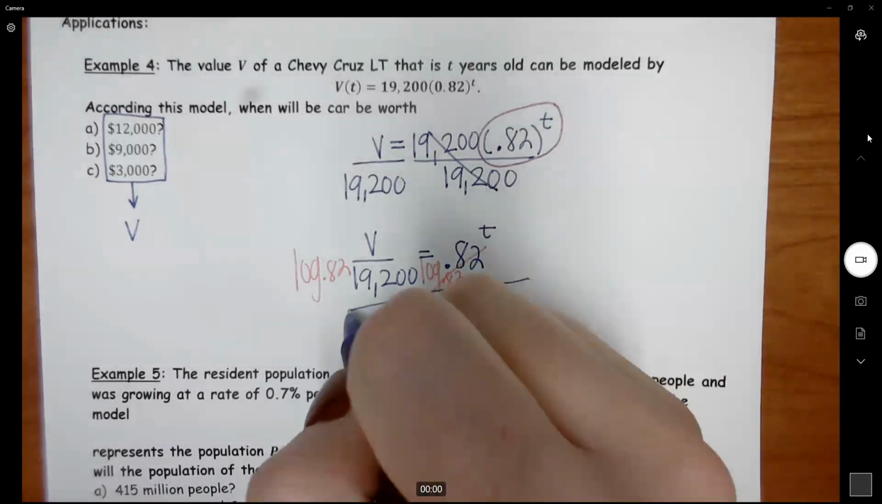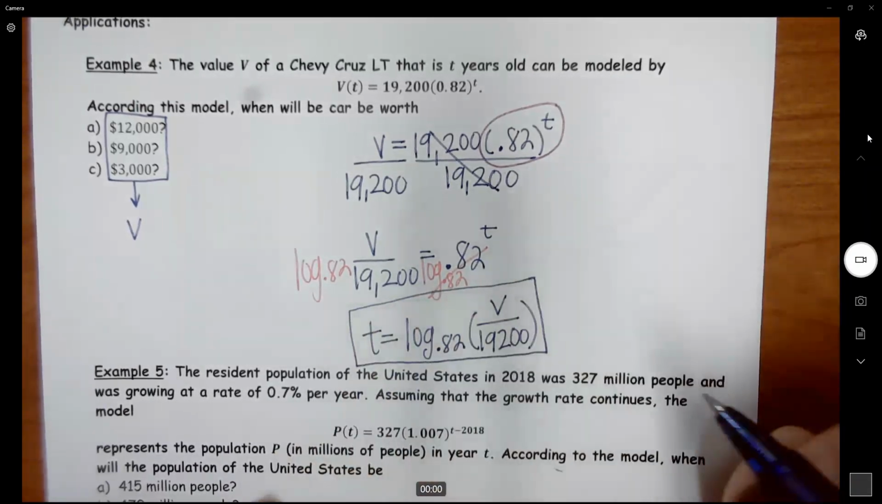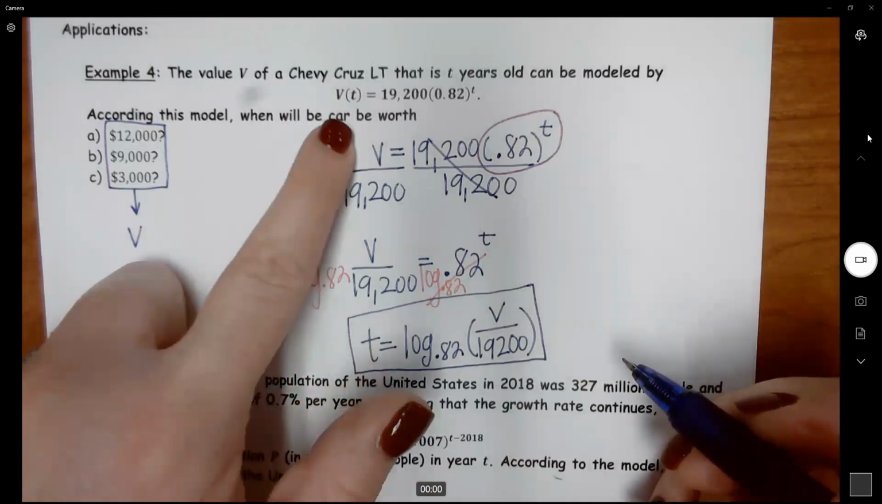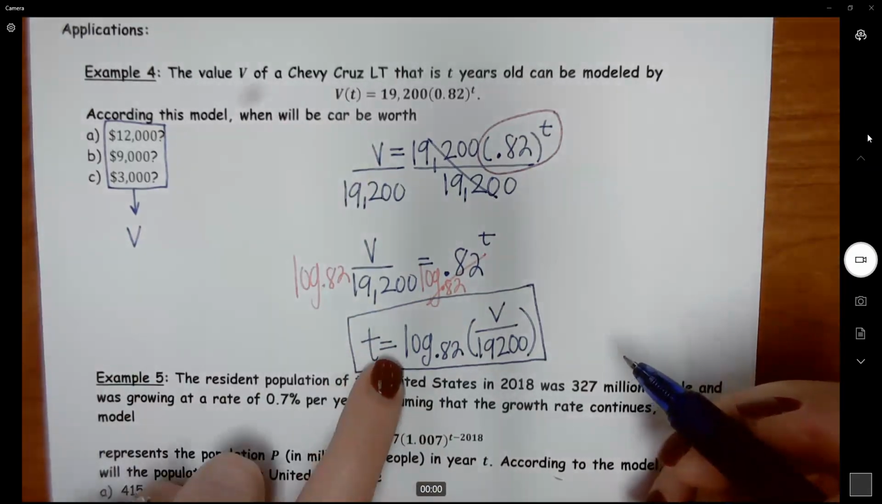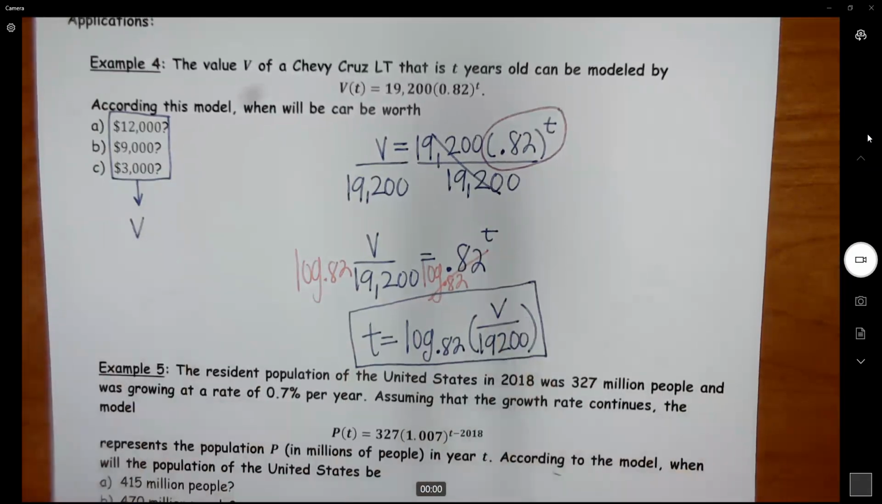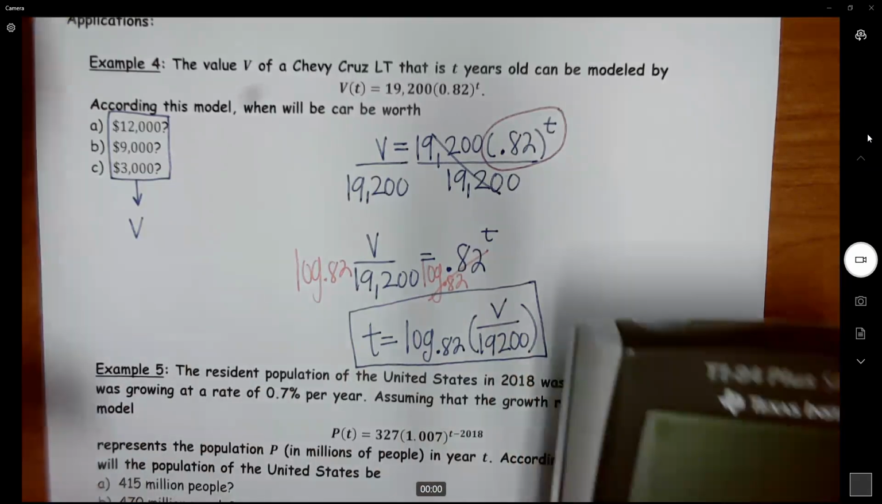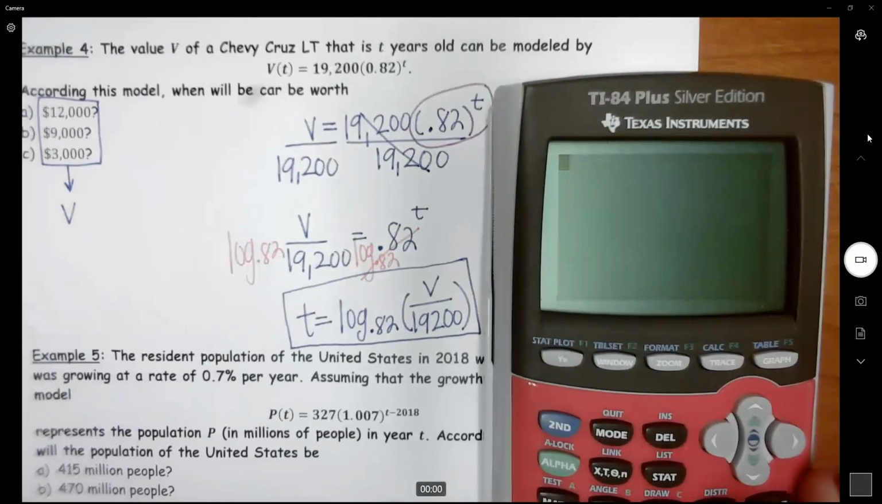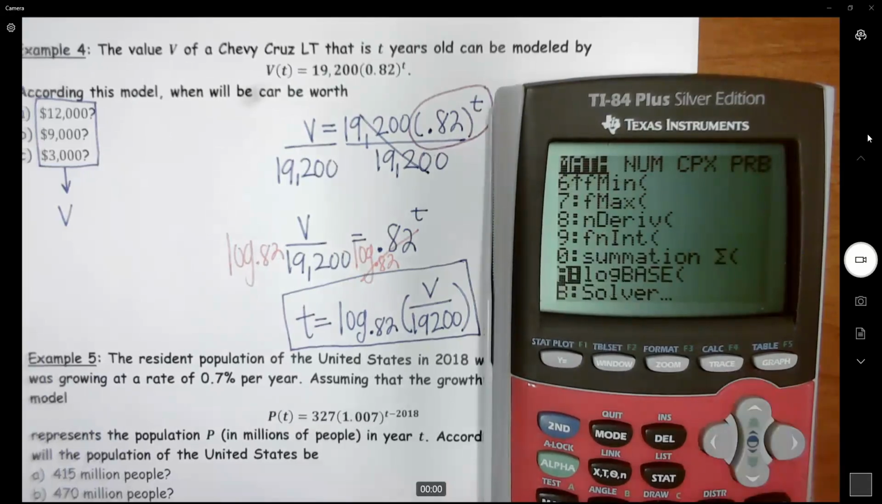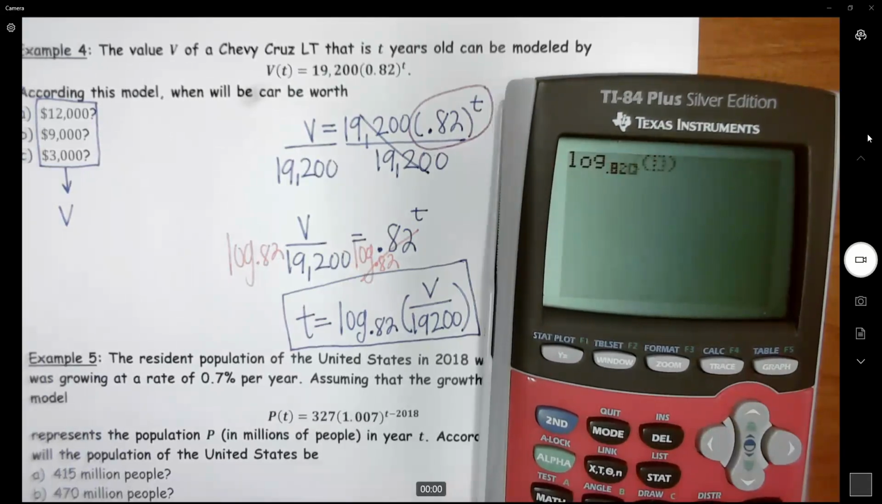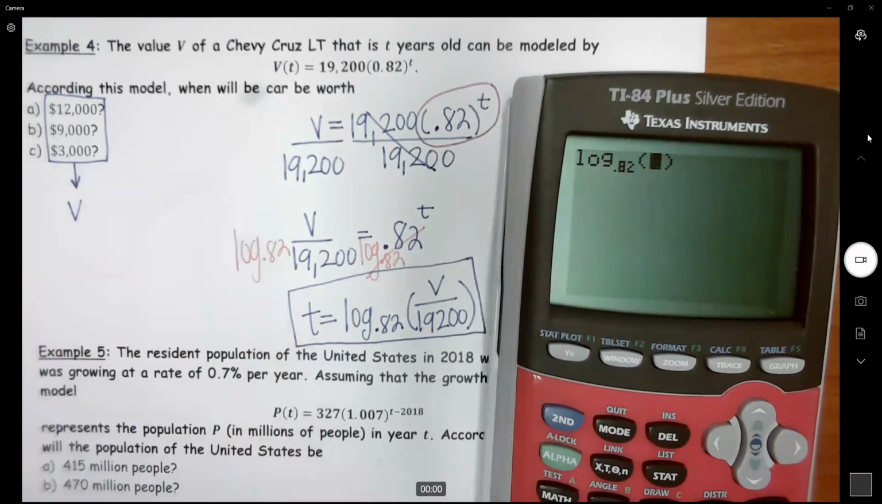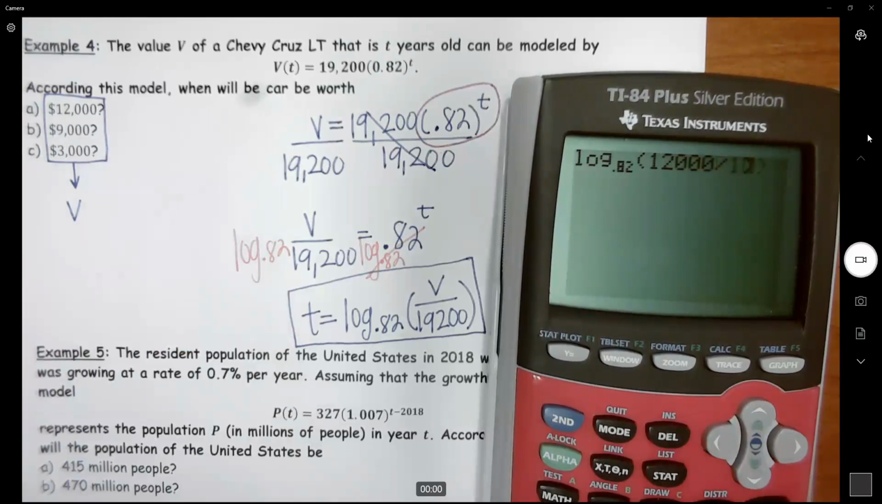So now I'm going to take this equation that is now solved for T, which is what I'm wanting to know. When will the car be worth? And now I'm going to plug in my values for V. So this is now just plug and chug. So with this, definitely using the log base. So log base of 0.82. And then we have V, which in my first one is 12,000. So 12,000 divided by 19,200.